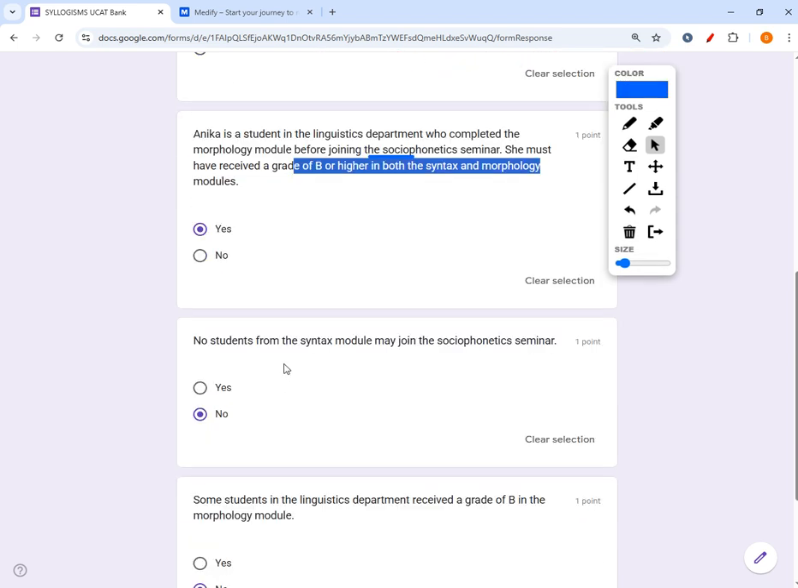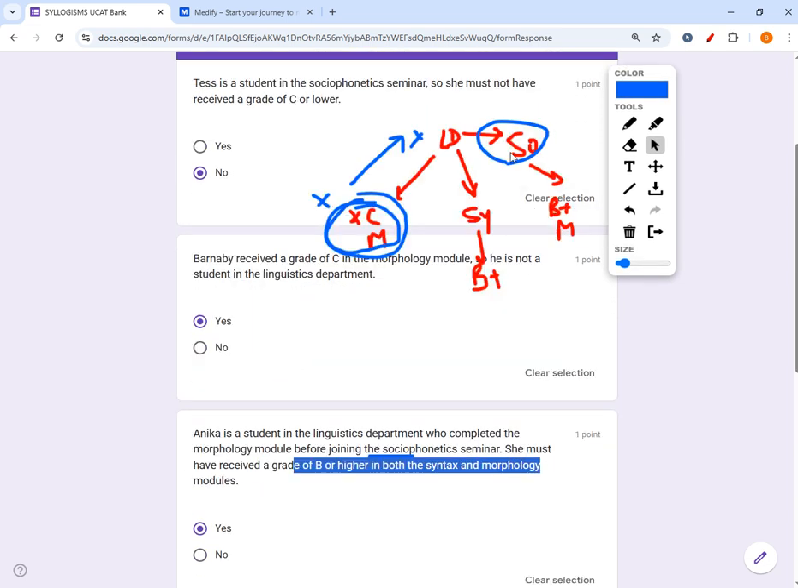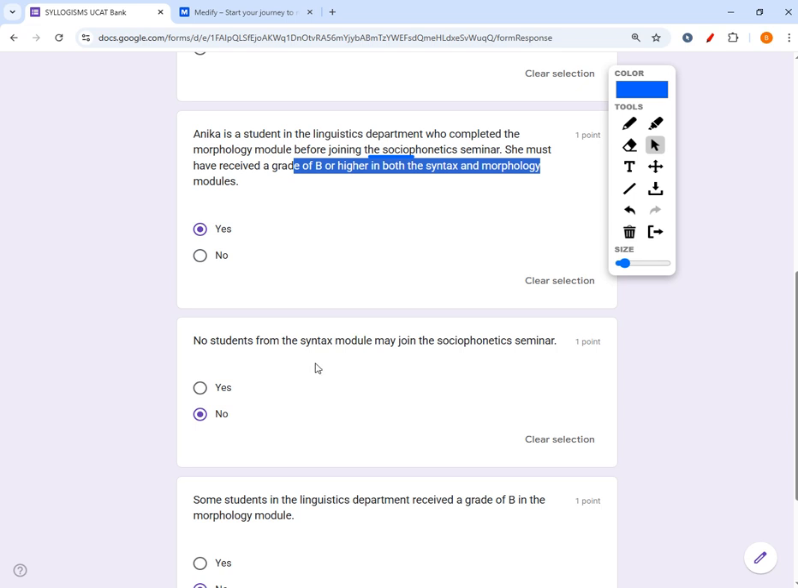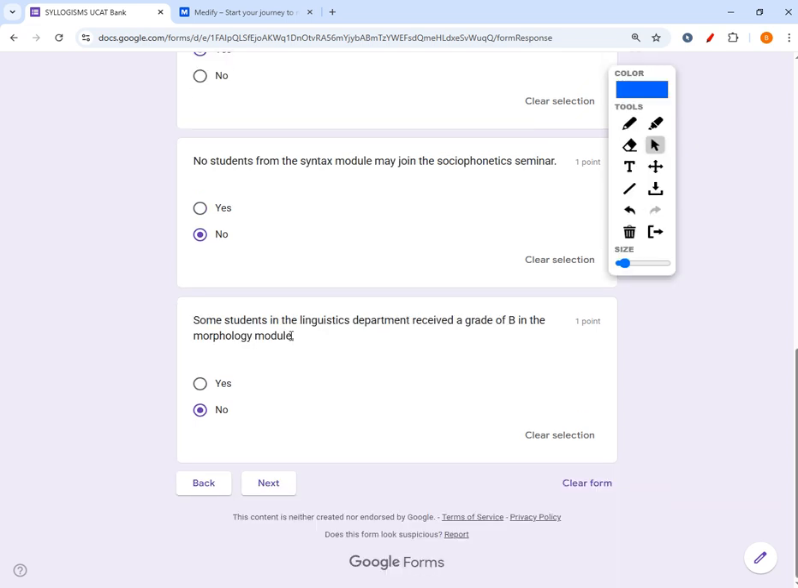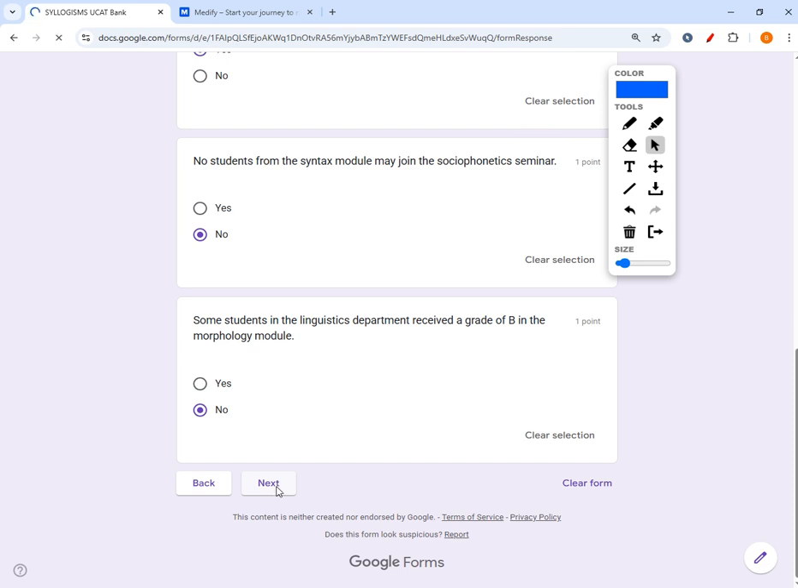No student from the syntax module may join. Vague. As long as you satisfy the condition, you are allowed to join sociophonetics seminars. Lack of information. Some students in LD received a grade B in morphology. No clue, lack of information. All we know is nobody got a C. Everybody could have got an A, B, or D, so lack of information. Moving on to the next one now.